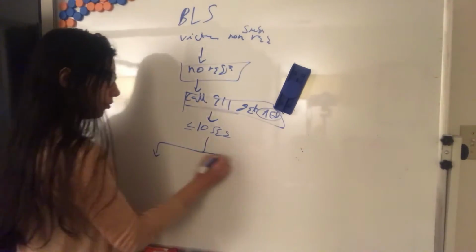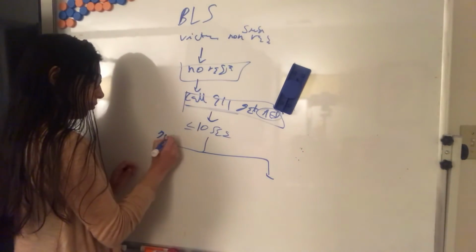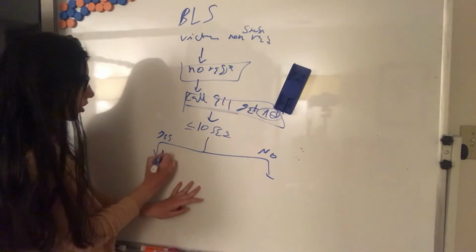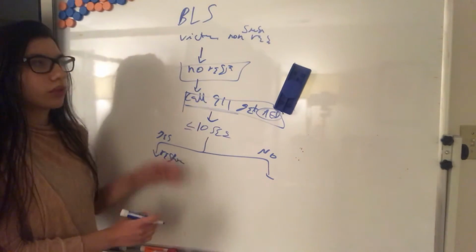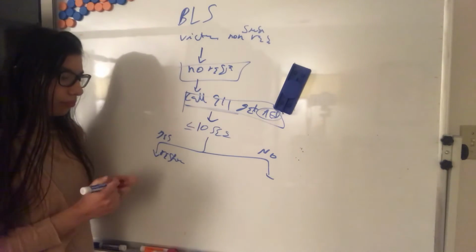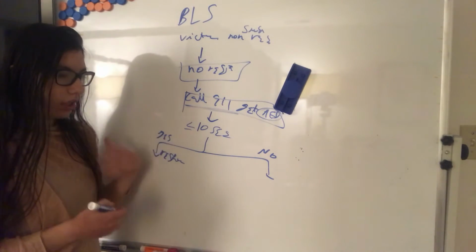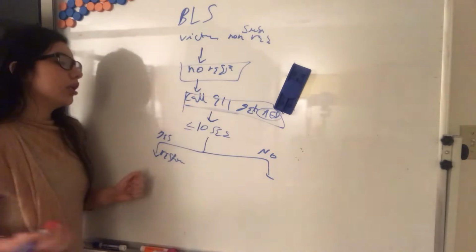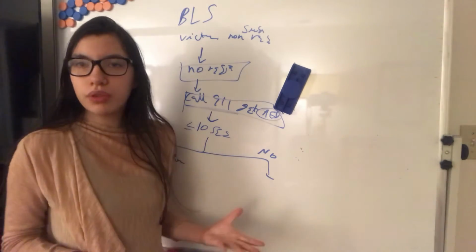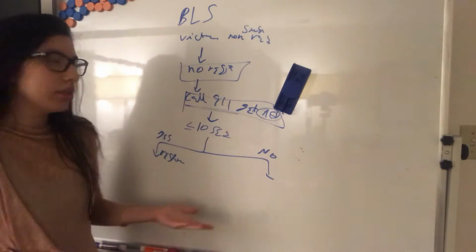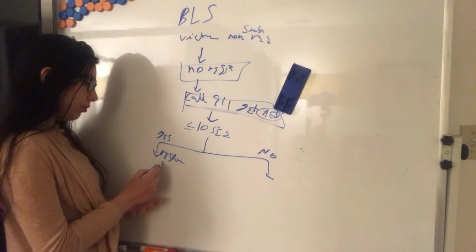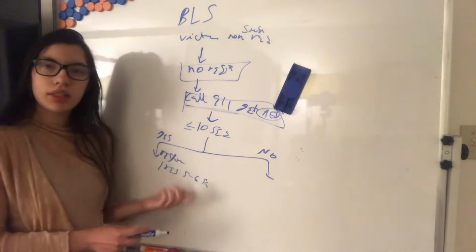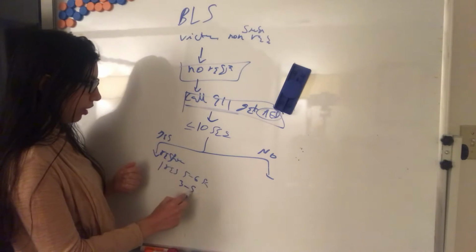Now we have 2 options. Yes, we have a pulse, or no, we have no pulse. If we have a pulse, then this is just a respiratory block or a respiratory problem. There is no need to give compressions, we just need to ventilate the patient. If it is an adult, we will give 1 breath every 5 to 6 seconds. If it's a child, we will give it every 3 to 5 seconds.